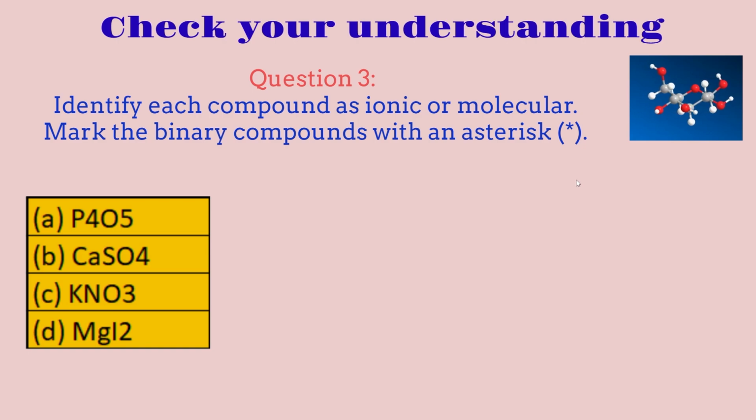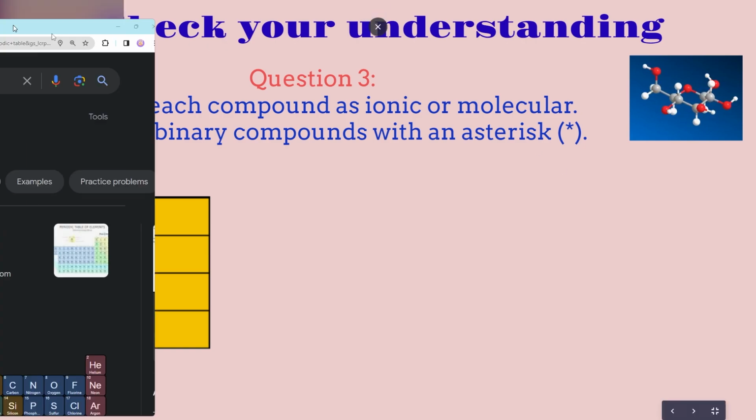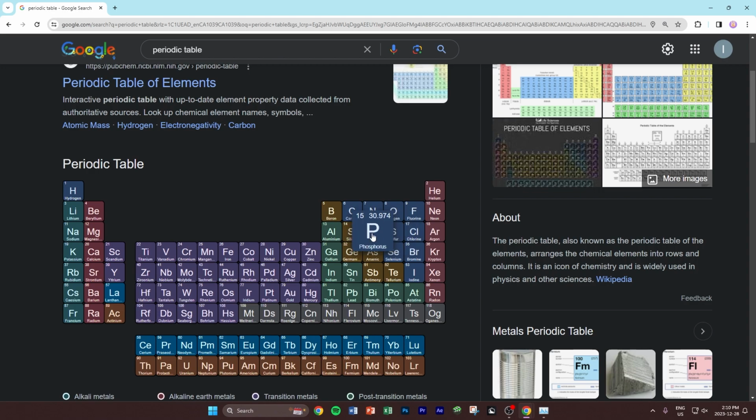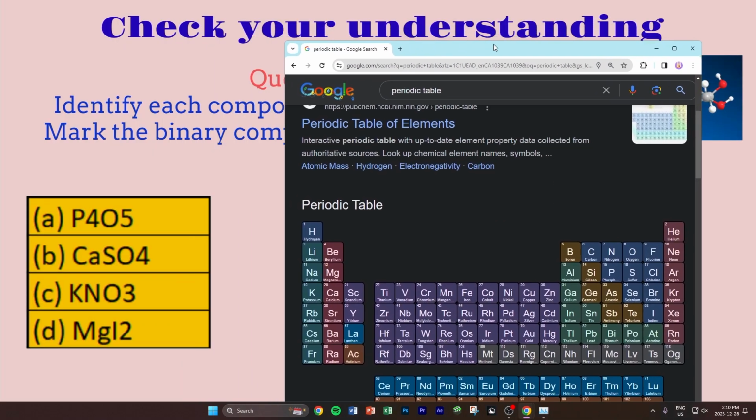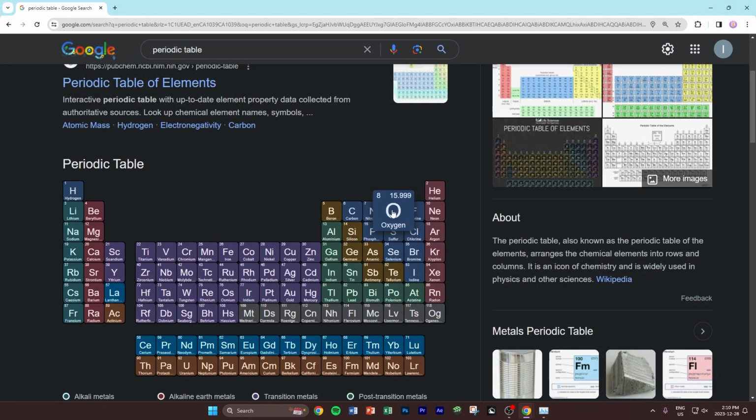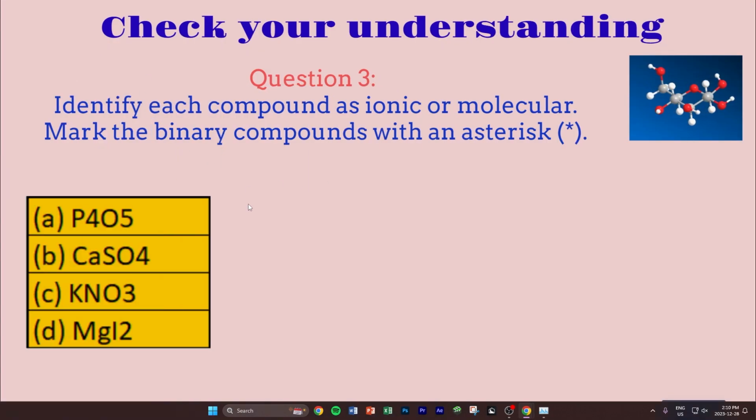So if we look at our periodic table, if I just pull that up, P, we know that it is phosphorus. So phosphorus is on the right side, which means that it's a nonmetal. And then we also have oxygen, and oxygen is also on the right side, which also means that it's a nonmetal. So since we have two nonmetals, this is going to be a molecular compound.